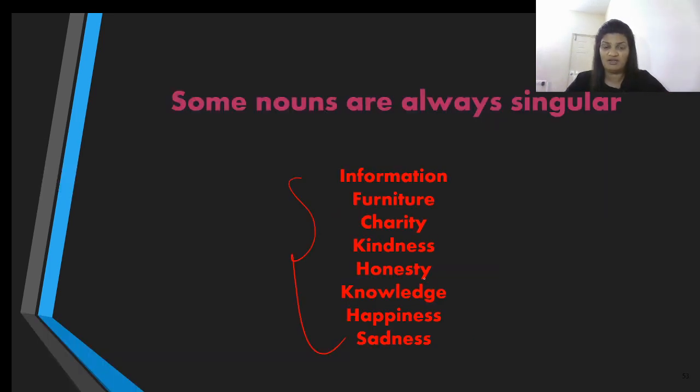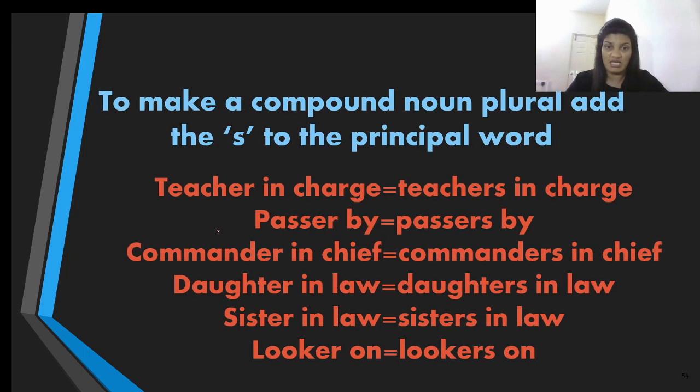Similarly, we have other nouns which are always used as singular, like abstract nouns and uncountable nouns: information, furniture, charity, kindness, honesty, knowledge, happiness, and sadness. These are always used in singular. They are never converted into plural forms.